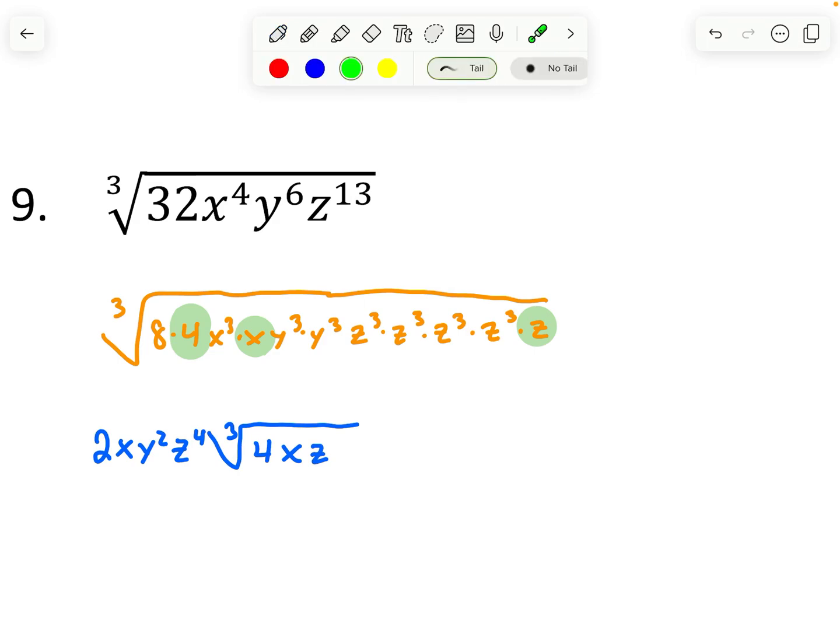If you remember the shortcut, you can just divide 13 by 3, and you get 4 with a remainder of 1. So here's 4, and here's our remainder of 1, which has to stay under the cube root. And you can do that for all the variables.